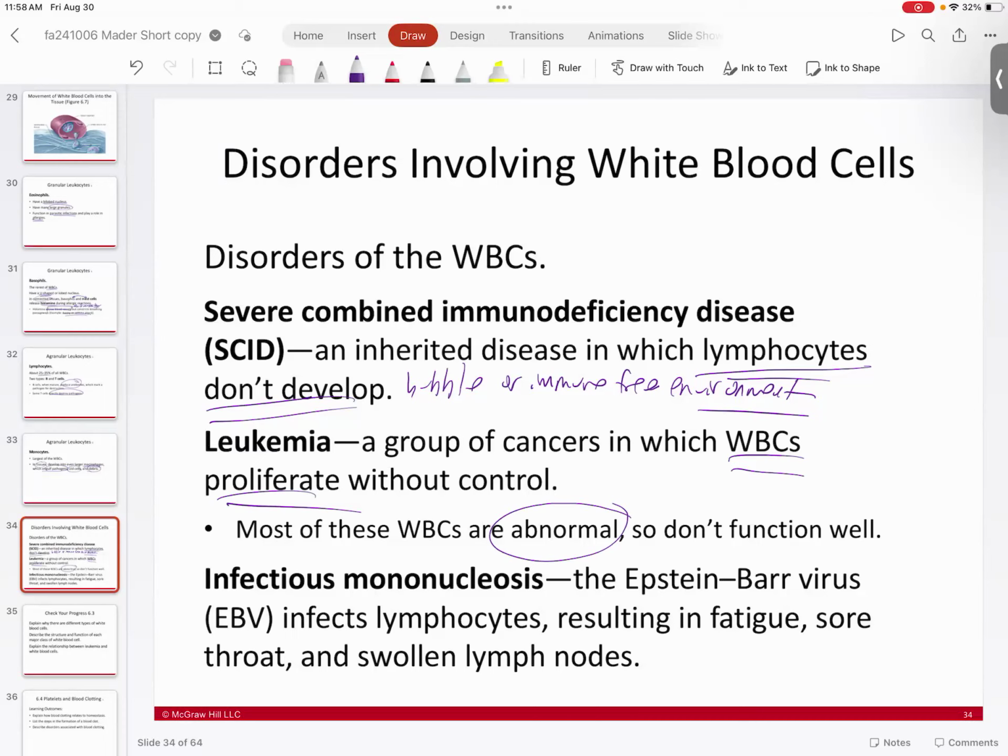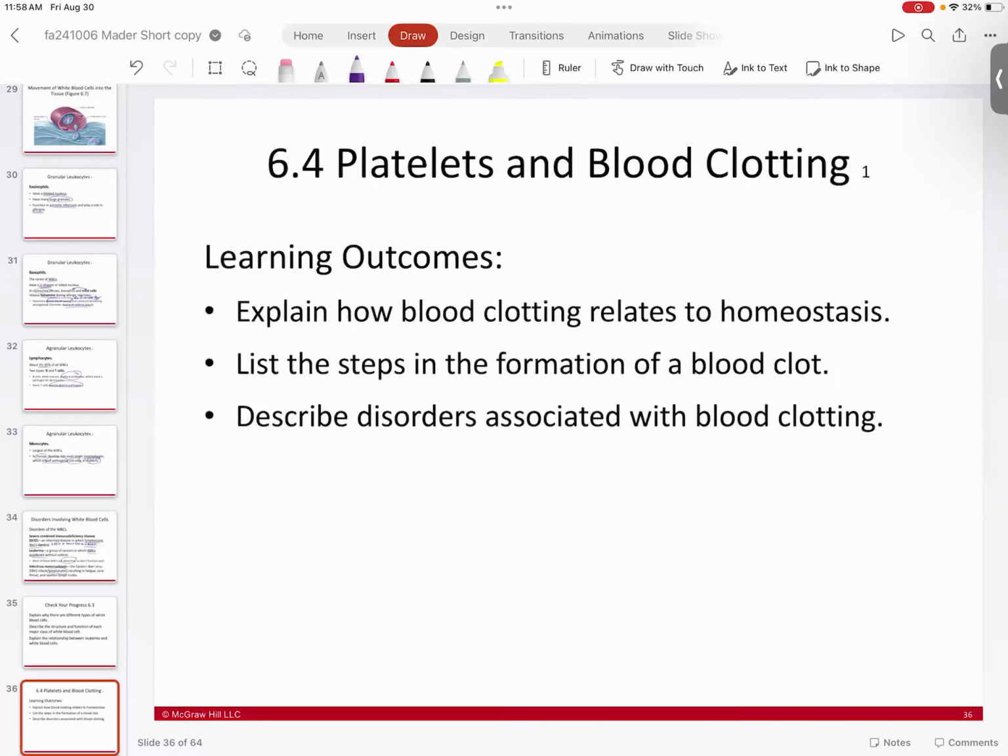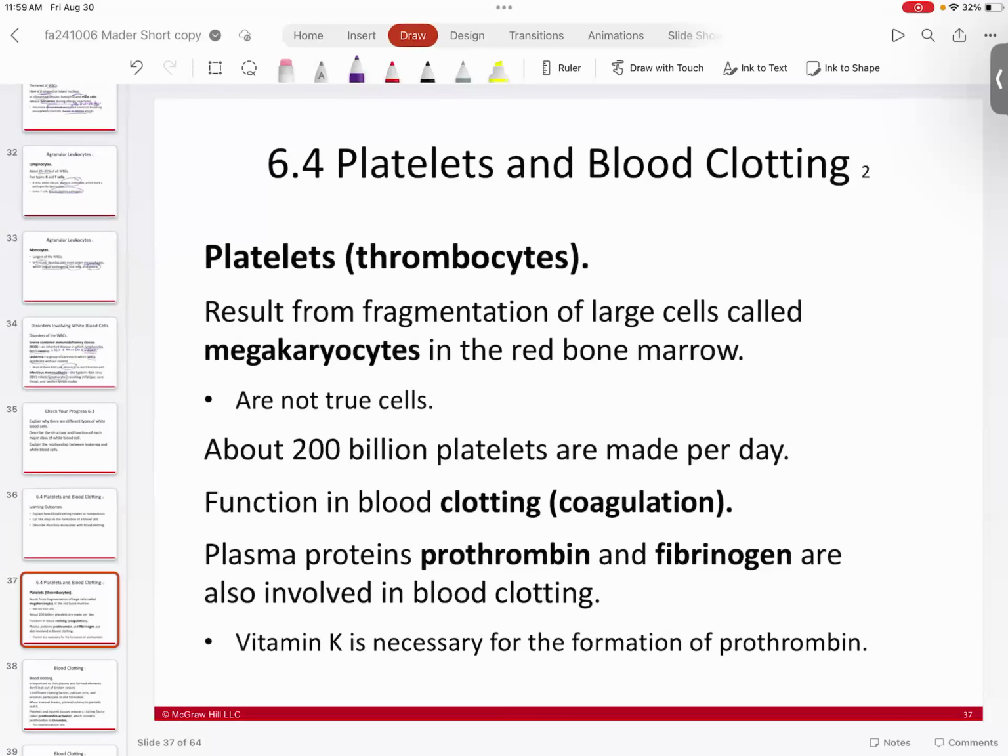And you have infectious mononucleosis, like for instance, Epstein-Barr virus, which is essentially what goes after lymphocytes. It makes you fatigued, and you get a chronic sore throat and swollen lymph nodes all the time, so it kind of lasts forever. So those are some examples of diseases of the white blood cells.